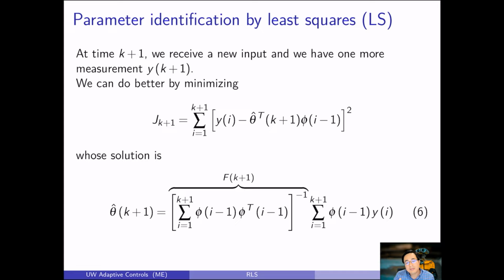At time k plus 1, we have one more data point that we can collect. We have a new input value, and we have one more measurement y k plus 1. Using this updated information, we can better estimate the unknown parameter theta by minimizing a new quadratic function with information up to time k plus 1. The structure of this quadratic function is exactly the same as the previous one, J k. So the solution will have the same structure. Theta hat k plus 1 is going to be a matrix inversion, which we call F k plus 1, times the summation of regressor vectors and past output values.